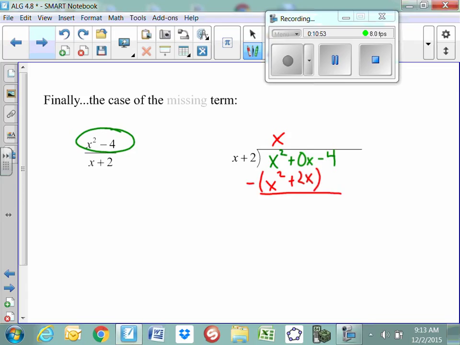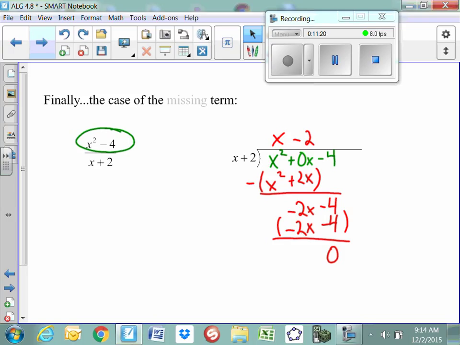Remember, I'm subtracting both of these things. x squared minus x squared is 0. 0x minus 2x is minus 2x, minus 4. How many times does x go into negative 2x? Minus 2 times. Negative 2 times x is negative 2x. Negative 2 times 2 is negative 4. I'm subtracting both those things. I get a 0. And of course, x plus 2 times x minus 2 should be x squared minus 4.